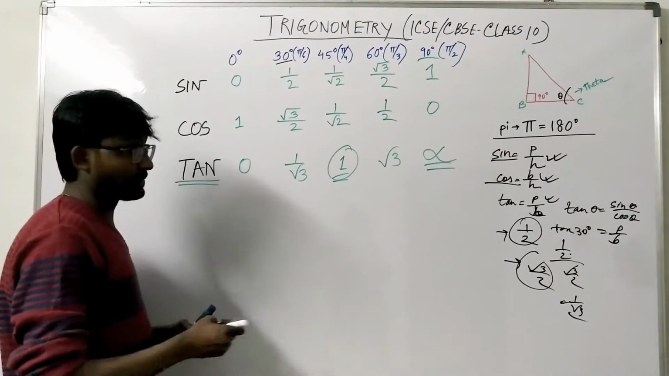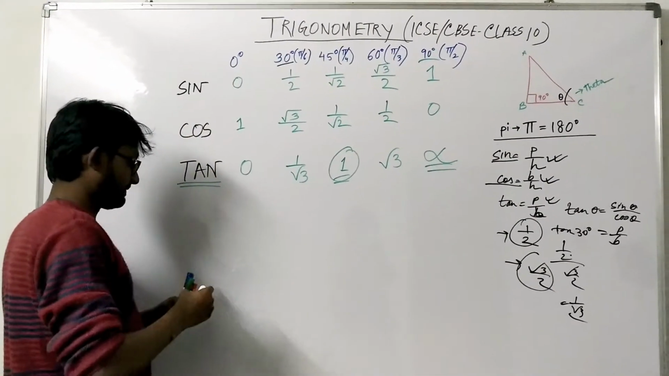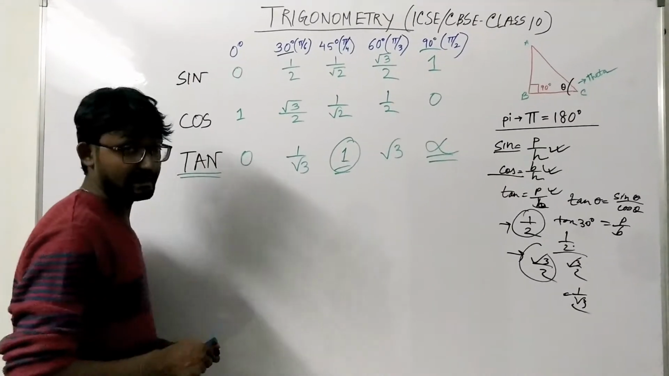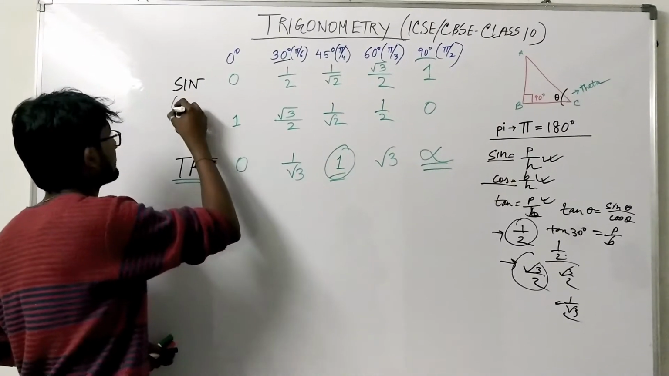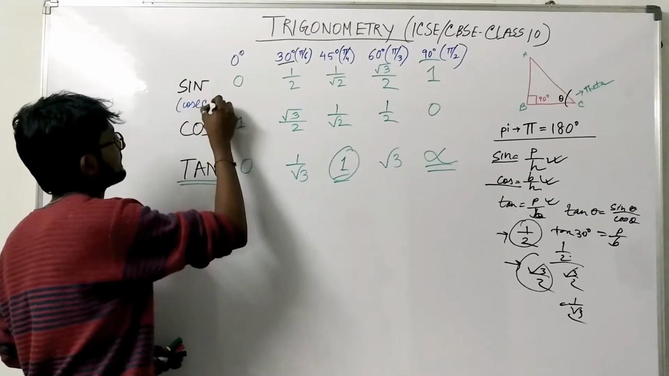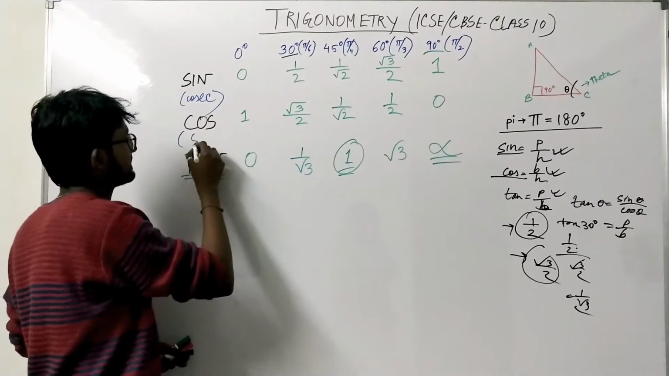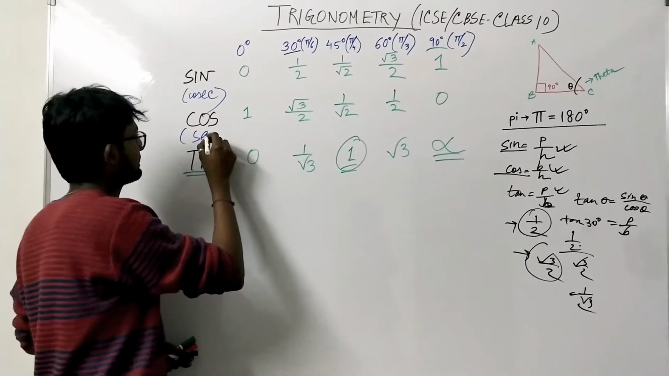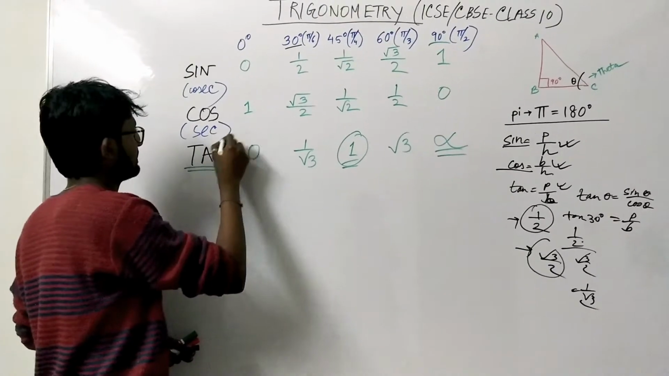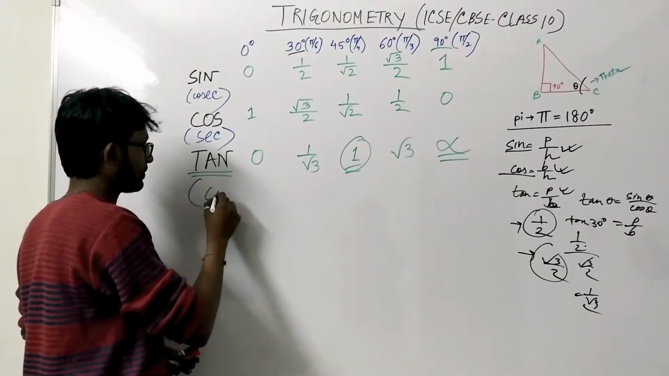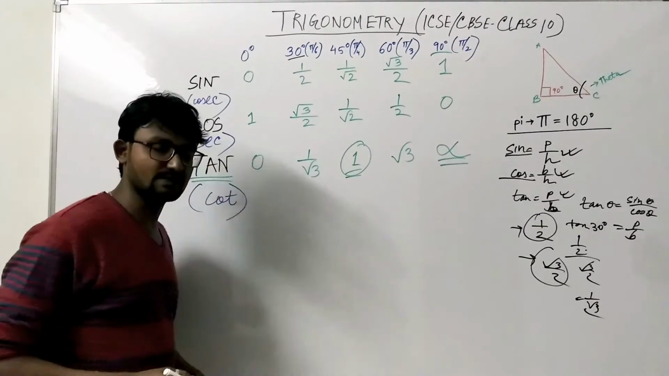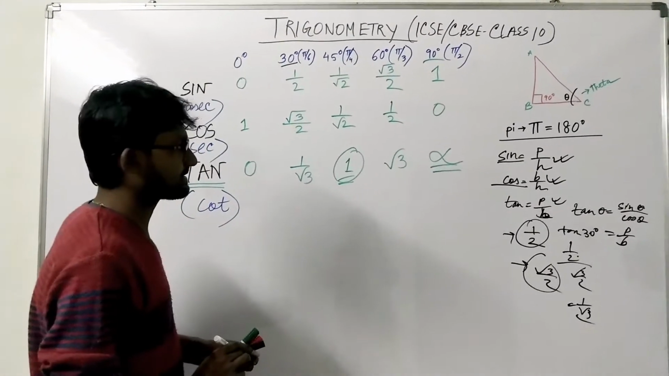And the rest part regarding this angle is sine, cos and tan. So sine's opposite, as I've told you, is its reciprocal. If I talk about the reciprocal of sine, it's cosec. Cos reciprocal is sec. And tan reciprocal is cot. You can check it in my previous video as well.